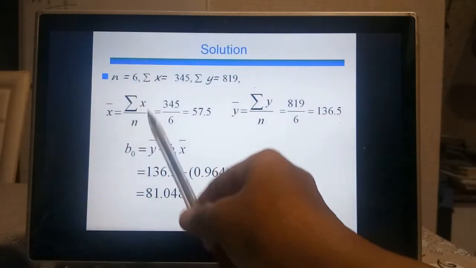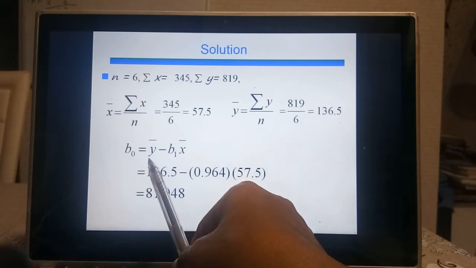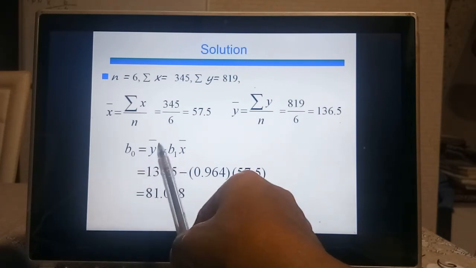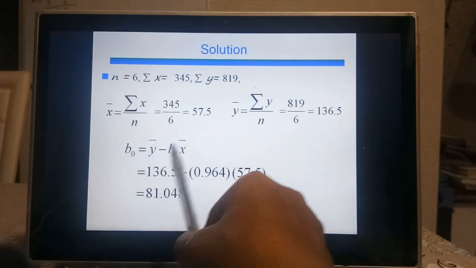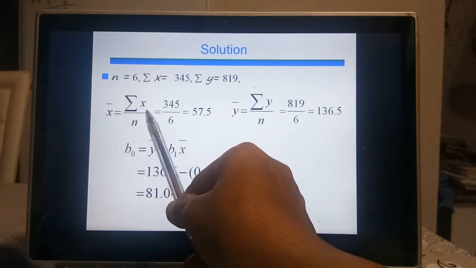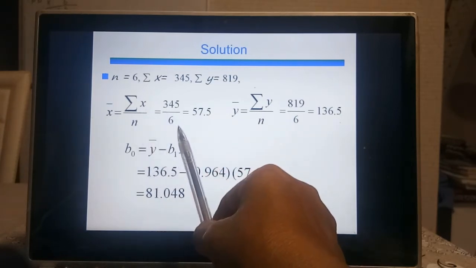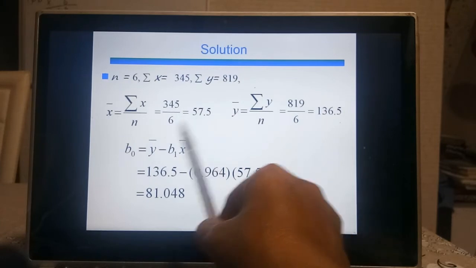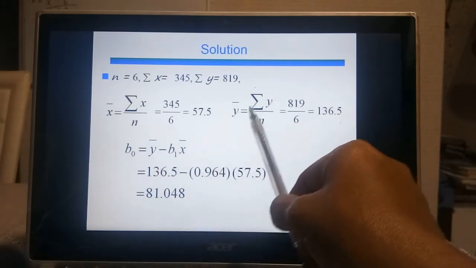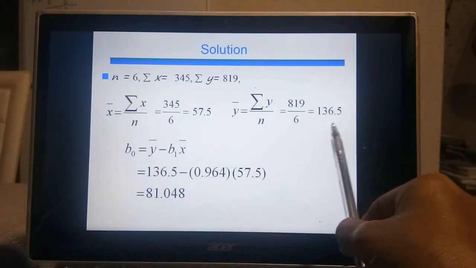So daripada formula B0 equal to Y bar minus B1 X bar. Dapatkan dulu X bar dan Y bar. Okay, X bar daripada formula summation X over N. So kita dapat this value. Y bar formula summation Y over N. So kita dapat this one.